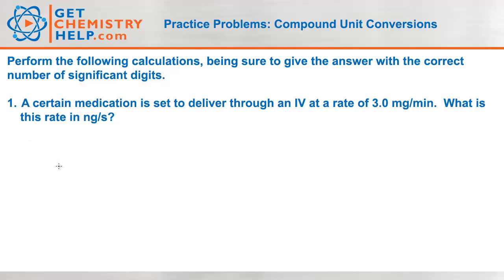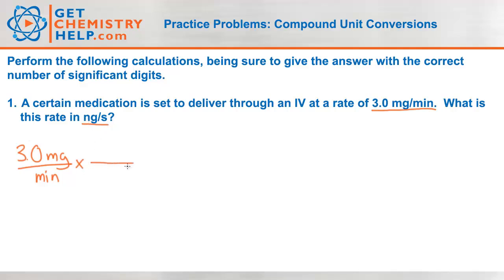So let's go ahead and look at problem number 1. It says a certain medication is set to deliver through an IV at a rate of 3.0 milligrams per minute. What is this rate in nanograms per second? Okay, so we have 3.0 milligrams per minute. And our goal is to get it into nanograms per second.